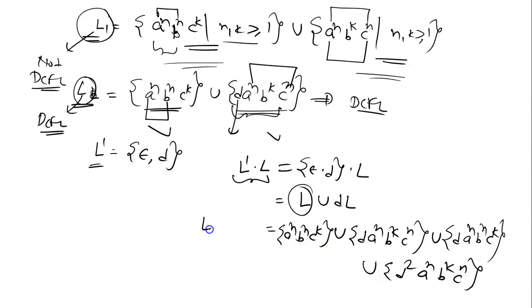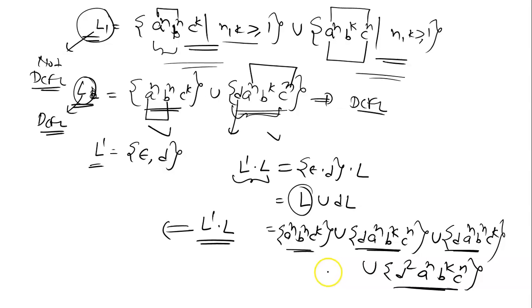Now this language that you have got, L' dot L, is not DCFL. You can check it out. Why is it not DCFL? You can clearly see that in this language you have four parts, either this or this or this or this.